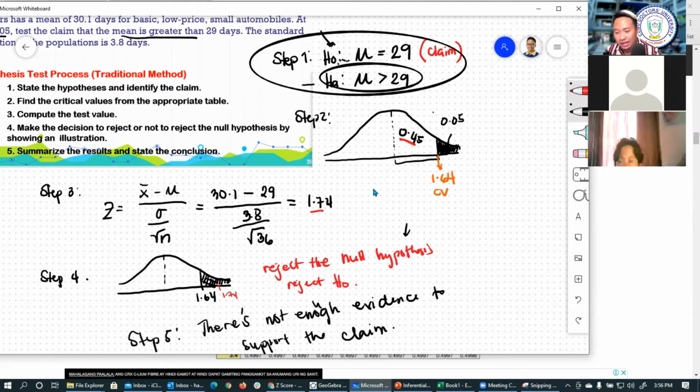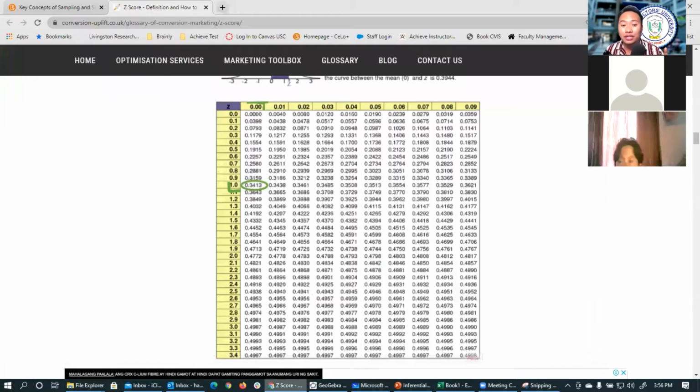No, sir. Okay. The middle of the curve, sir, is 0.50. If the other side is shaded at 0.05, it follows that the non-shaded area from the middle is 0.45. Right? Now, for that 0.45, guys, you go to our z-score table.